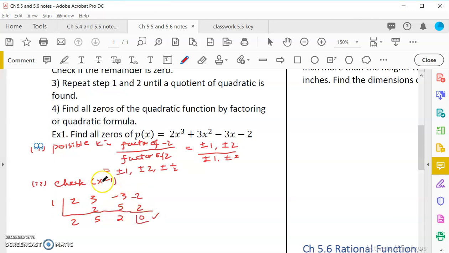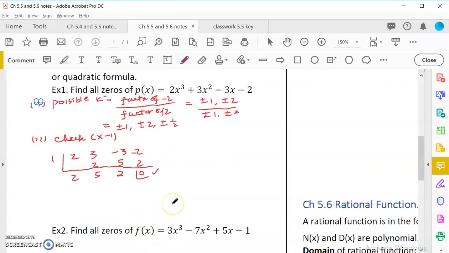So I found that x minus 1 is a factor. And I also found another factor, which is 2x squared plus 5x plus 2. So to find all zeros, I would factor it. I would say 0 equals x minus 1, the one that I just got, and also this 2x squared plus 5x plus 2. Now this one is factorable because I can do grouping by using the AC diamond.